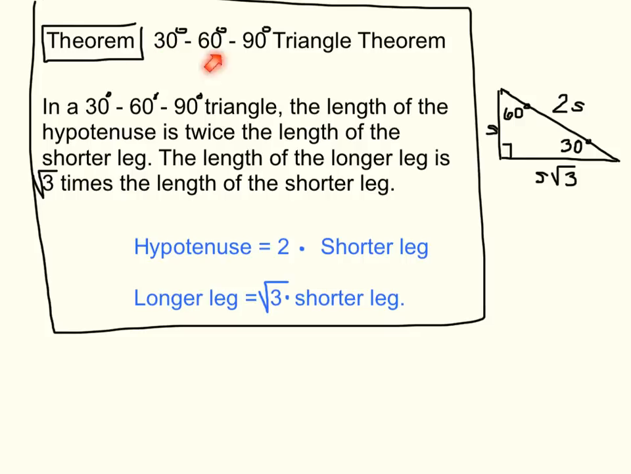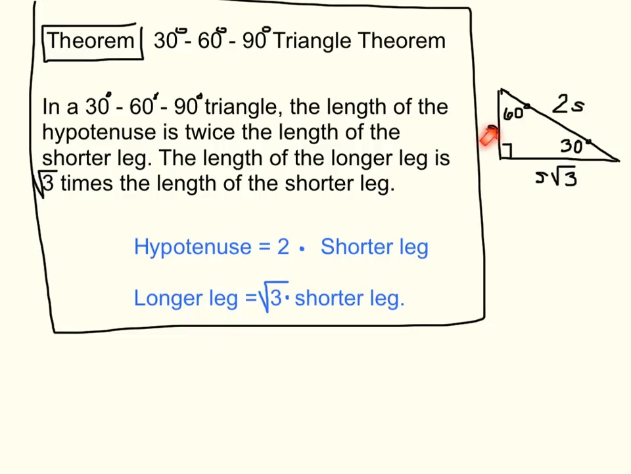All right, in the next one, we have a 30-60-90 triangle theorem. In a 30-60-90 triangle, the length of the hypotenuse is twice the length of the shorter leg. The length of the longer leg is the square root of 3 times the length of the shorter leg. So to find the hypotenuse, you take 2 times the shorter leg. To find the longer leg, you take the shorter leg times the square root of 3.